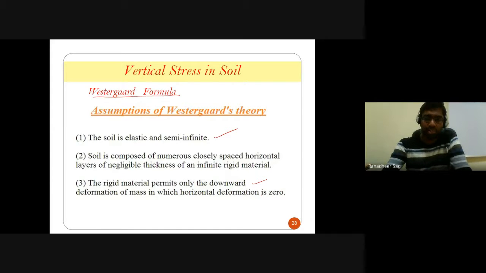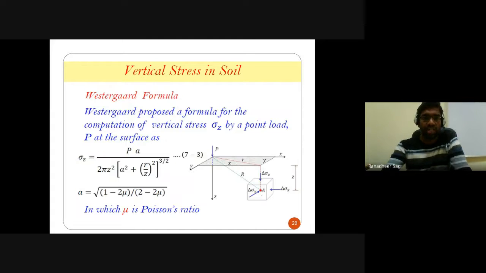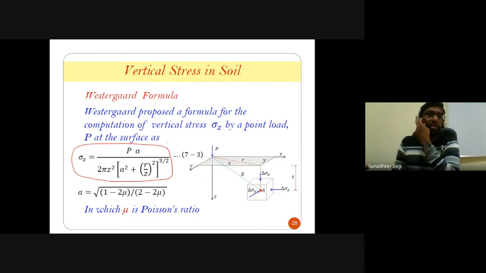Based on those assumptions, Westergaard developed an expression for estimating the stress in the vertical direction, which we will be calling the Westergaard formula, based on which we can calculate how much vertical stress is getting developed in the ground at any point. Let's say here also we consider a point A, where this point A is at a depth of Z meters below the ground surface and at a radial distance of small r from the axis of your loading.